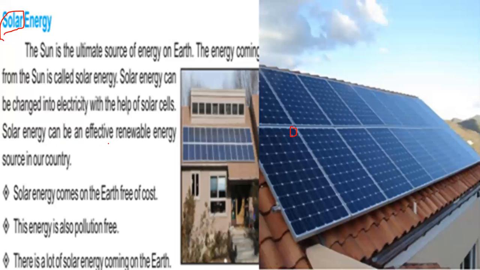So solar energy can be an effective renewable energy source in our country like Pakistan, because Pakistan is a developing country. It is included in developing countries, not developed countries. So it is very hard to afford to build dams, and fossil fuels are also limited in Pakistan. We have to import lots of fossil fuels, and we have to give lots of our money for purchasing them.